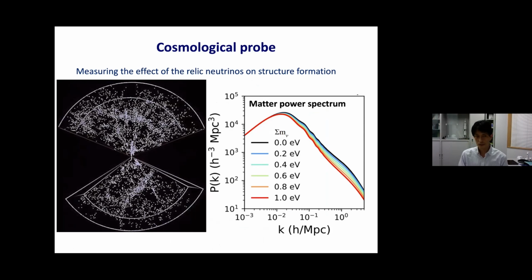Now, cosmological probes. In cosmology, we do very different things. We do not detect directly the neutrinos themselves, but we measure the dynamical effect of the relic neutrinos on structure formation. So we have this large-scale structure, galaxy distribution, and we can calculate the power spectrum in this way. Interestingly, this matter power spectrum is affected by the existence of relic neutrinos and by their total mass. So this black line is for the massless case, whereas this red line, 1 electron volt, looks like this. And you know the precision cosmology. We can discern this power spectrum difference, at least statistically. There are many issues like galaxy bias and so on, but in principle, one can discern this difference to measure the neutrino mass from large-scale structure.